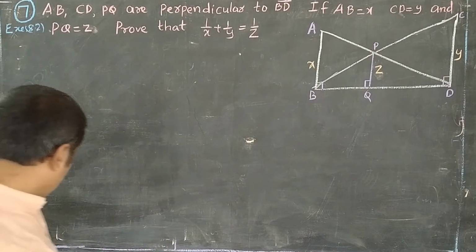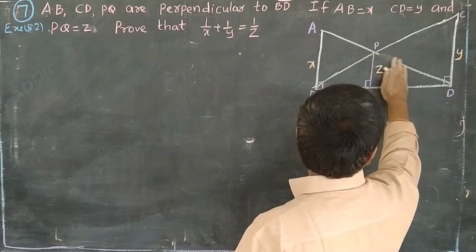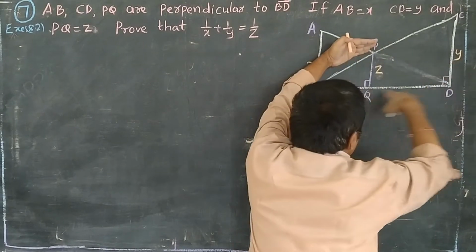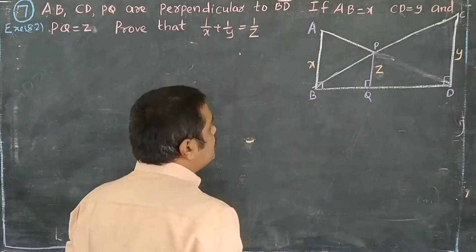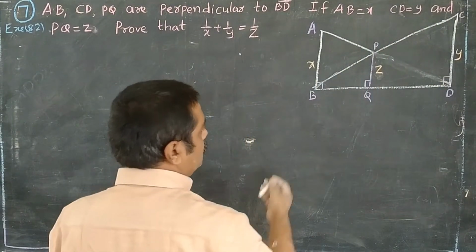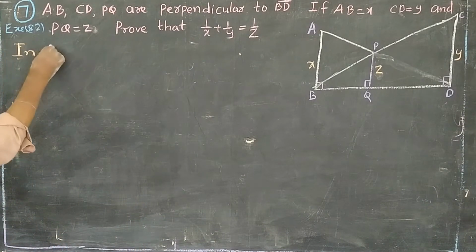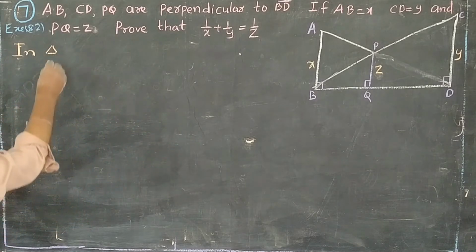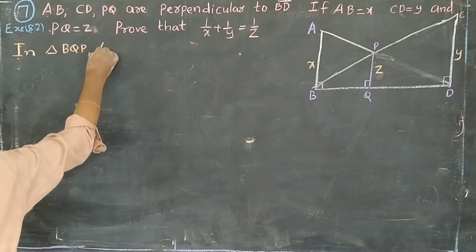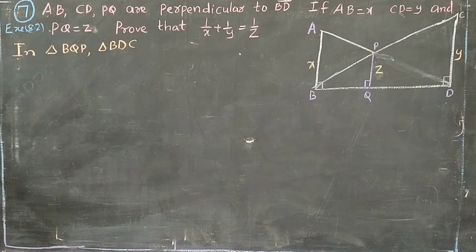First, do one thing. I am comparing, reviewing this part first. You see only this part, where one small triangle is there, and this is the biggest triangle. You compare these two triangles. See, in triangle PQB, and the biggest triangle BDC.